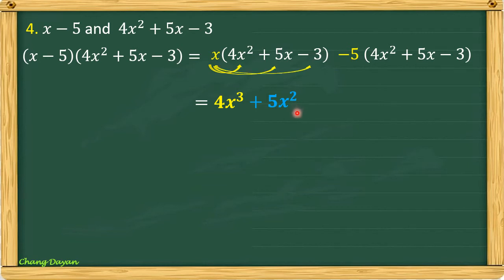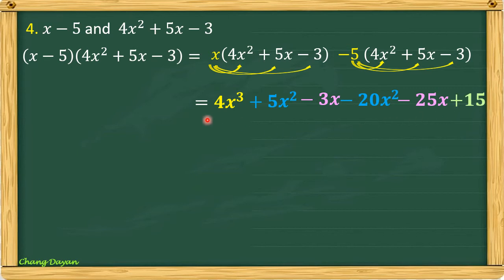Next, x multiplied by negative 3 we'll get negative 3x. Negative 5 times 4x squared will get negative 20x squared. Then negative 5 times positive 5x is 25x. Negative 5 multiplied by negative 3, same sign, equals to positive when you multiply. So we'll get positive 15. Now let us combine like terms.